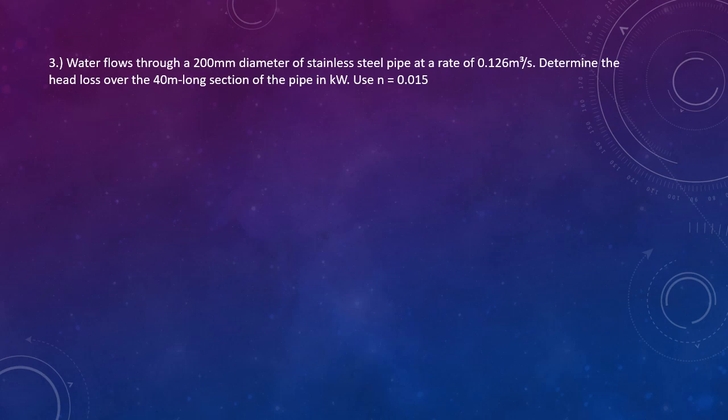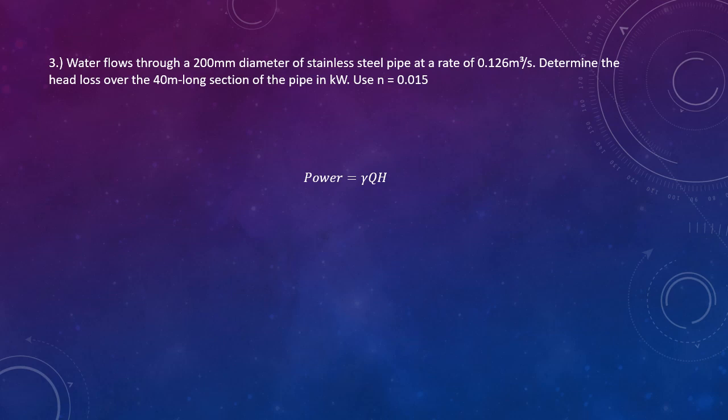Water flows through a 200 millimeter diameter stainless steel pipe at a rate of 0.126 cubic meter per second. Determine the head loss over the 40-meter long section of the pipe in kilowatts. Use n equal to 0.015. Power is equal to gamma QH.